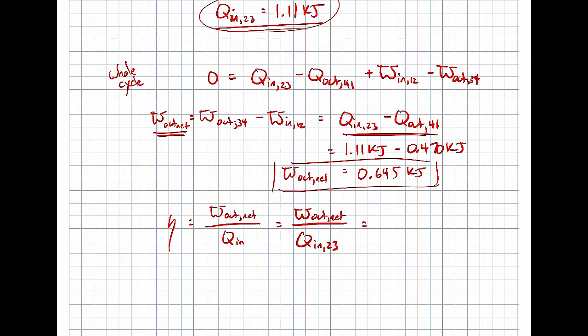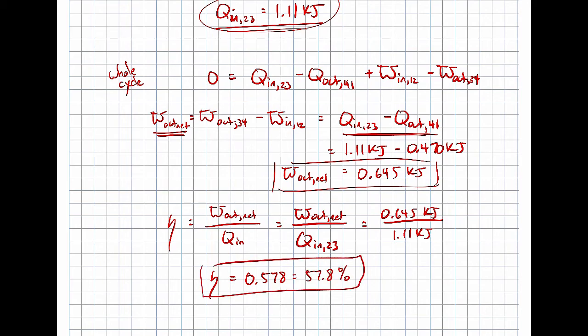So we know those values. So this is 0.645 kilojoules, and the heat coming in was 1.11 kilojoules. So you can calculate the efficiency from that, and that value comes out to be 57.8%.